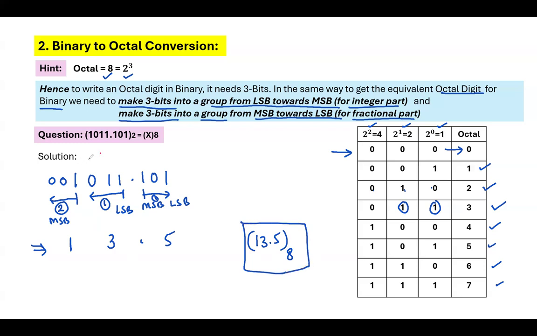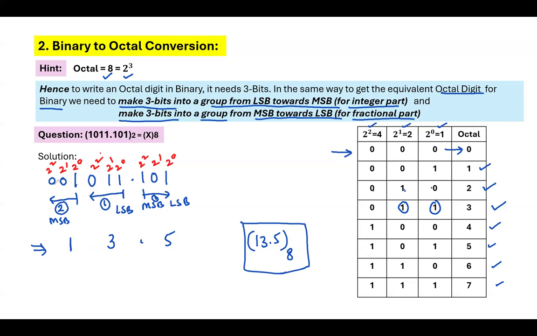Another method you can follow to write the equivalent octal digit: for each group, just apply binary weights 2 power 0, 2 power 1, 2 power 2. This is 2 power 0, 2 power 1, 2 power 2. Similarly, this is 2 power 0, this is 2 power 1, 2 power 2. Now we should multiply each bit with the corresponding binary weight and then add.